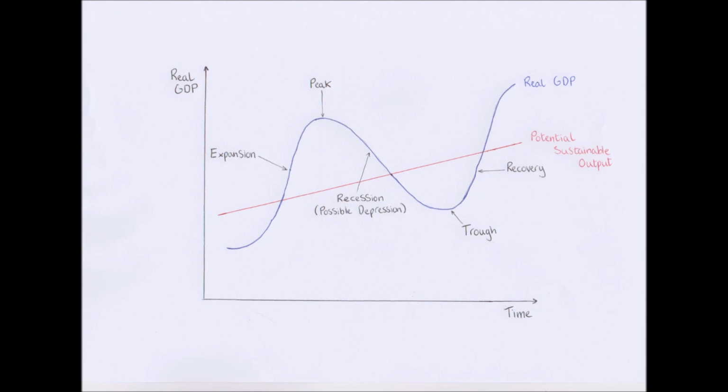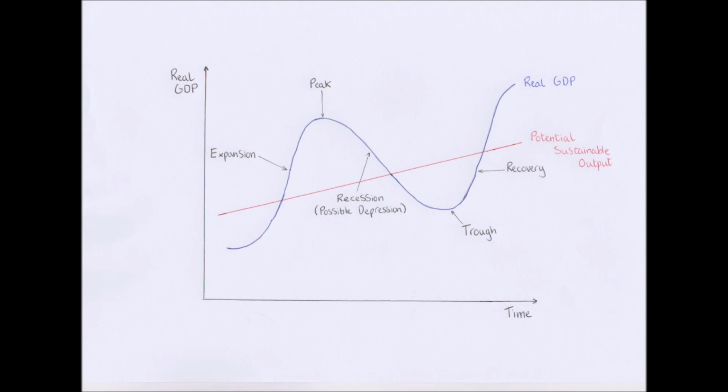So stage one is the expansion stage. This is usually identified by factors such as increased employment, higher incomes and wages, increasing output, so increasing GDP, and increasing profits. So these are what we're going to refer to throughout the rest of the video as economic indicators.